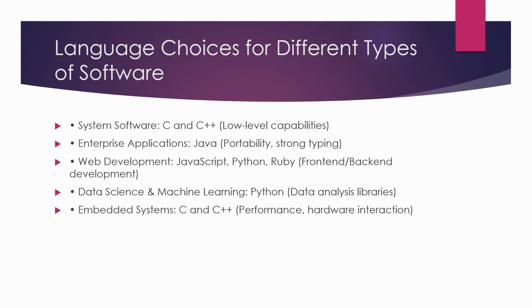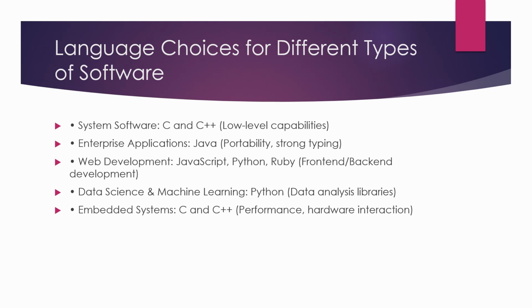Different types of software have different needs, and language choice is critical. For system software like operating systems and device drivers, languages like C and C++ are preferred due to their low-level capabilities and control over hardware. For enterprise applications that require scalability and robustness, Java is a popular choice due to its portability and strong typing.